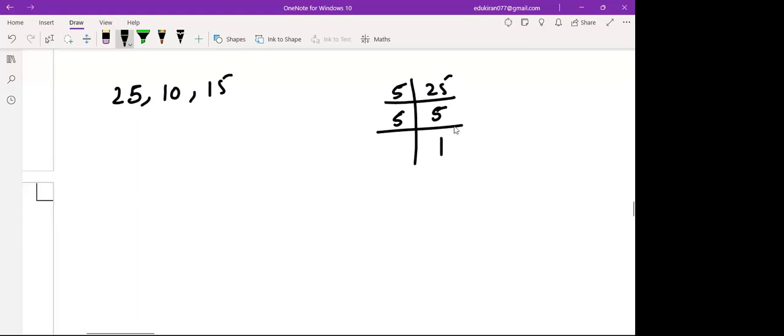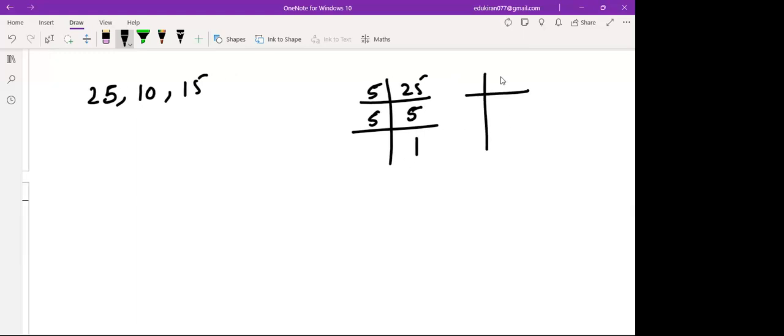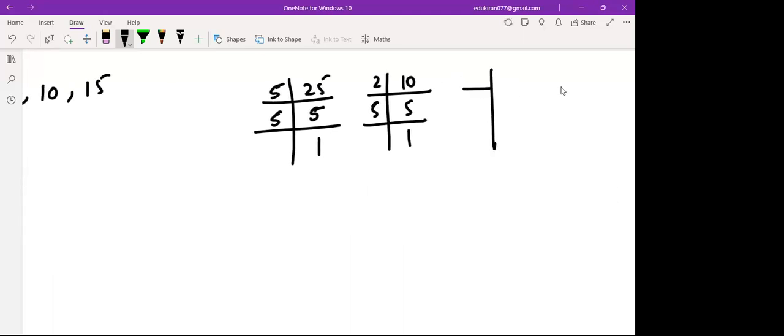Now, for 10, you will start with the 2 table. In the 2 table, 10 comes, 2 fives are 10, and in the 5 table, yes. Done. Then for 15 also: does 15 come in the 2 table? No. In the 3 table, yes. Then in the 5 table, 5.